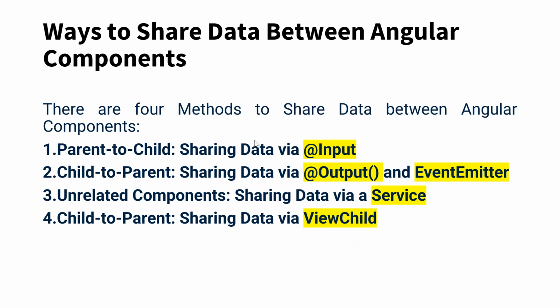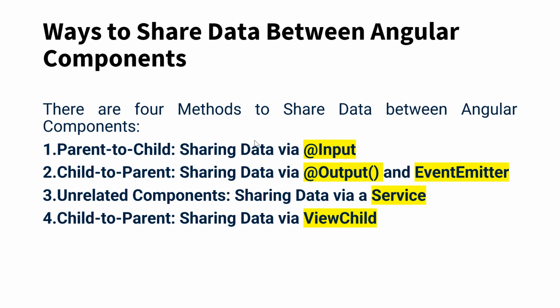Now the second scenario: component A is parent and B is child, but now you want to transfer data from B to A, from the child component to the parent component. In that case you can use the @Output decorator and also EventEmitter. All these things we are going to understand in a very deep manner: what the Input decorator is, what the Output decorator is, what EventEmitter is.